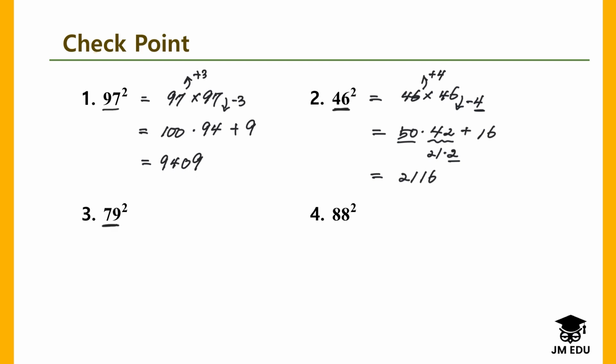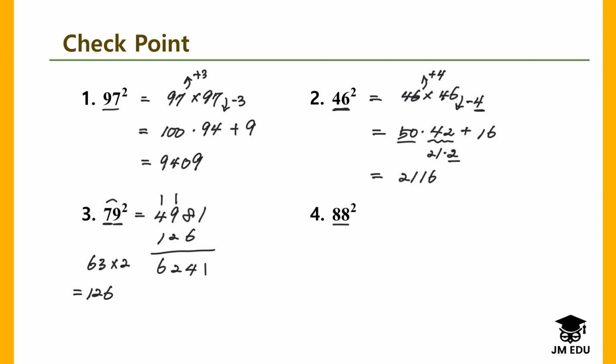79, that is not close to 100 or 50. So 7 squared, 49, right? Here, 7 squared, 49. 9 squared, 81. 7 times 9, that's 63, times 2. That's going to be 126. So write 126 here. Add them. 1 plus 9, 10. 1 plus 4 plus 1, that's 6.